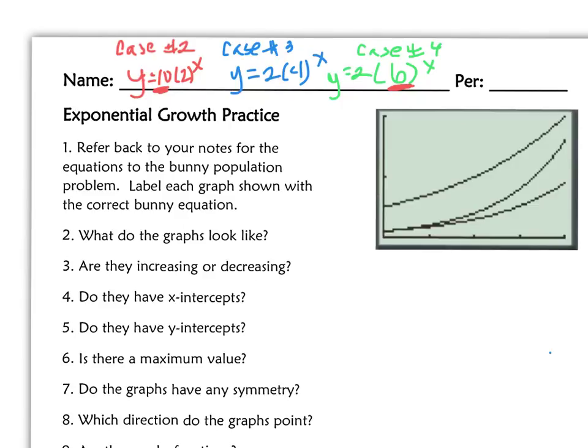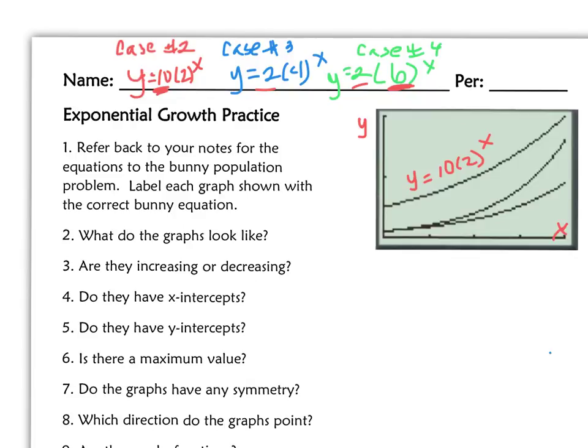So it says label each one of these graphs. Here is the y-axis. Here is the x-axis. Well, one of the things that we can use to help us detect which is that the starter number is the y-intercept. So 10 is the y-intercept for case 2, and 2 is the y-intercept for cases 3 and 4. Well, obviously this one up here is a little higher, so this must be y equals 10 times 2 to the power of x.